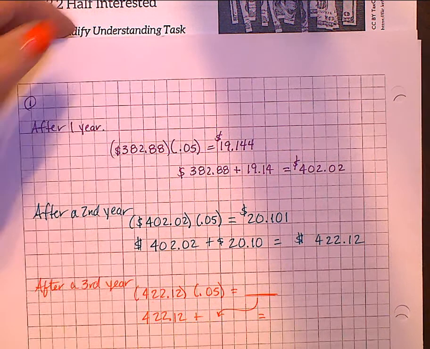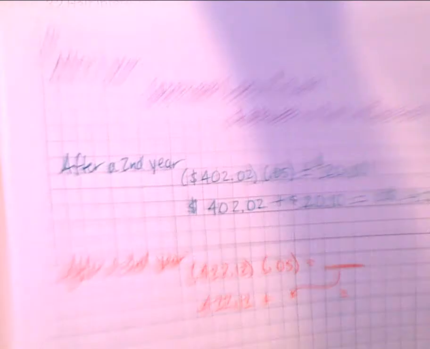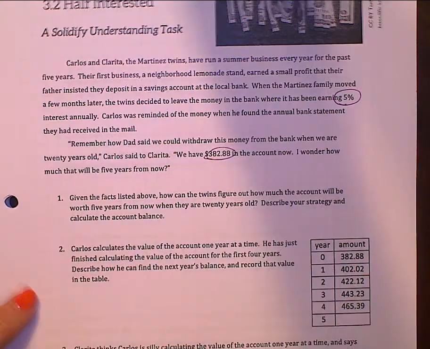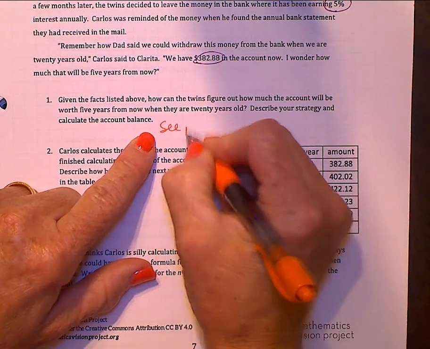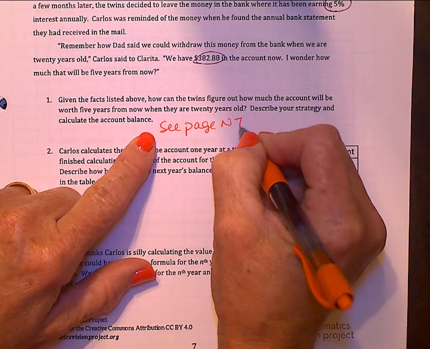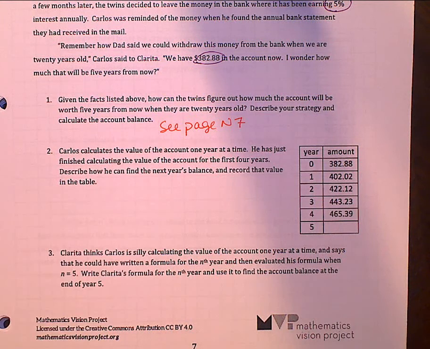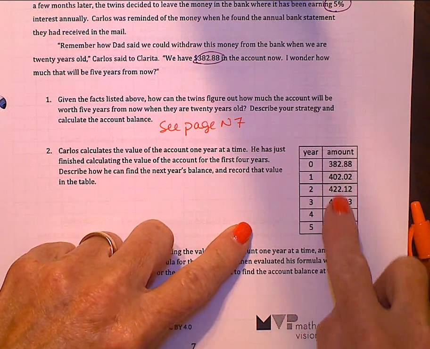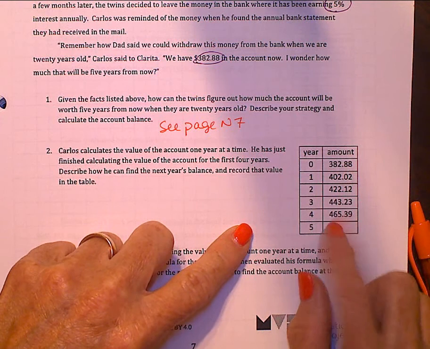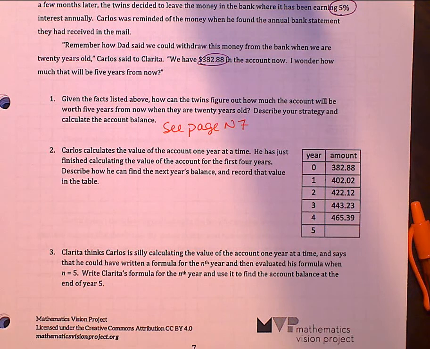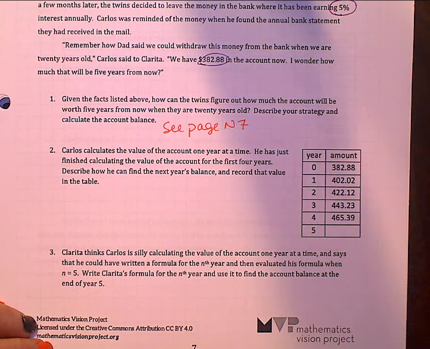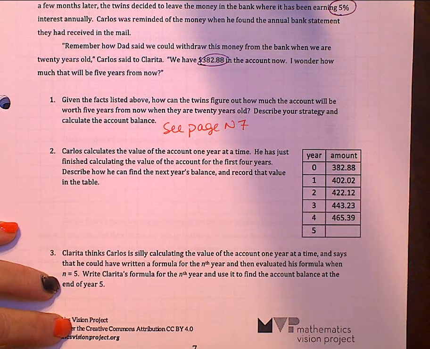Now, this gentleman, Carlos, so we're going to go back to page N7. Okay, so we just did this. See page N7. And Carlos just did that. And he got all of these numbers over here. He left this fifth one blank over here. Can you guys go figure out that fifth one right now by that same procedure? Please pause the video and work through that one on your own. Seriously, pause the video and work through it on your own.